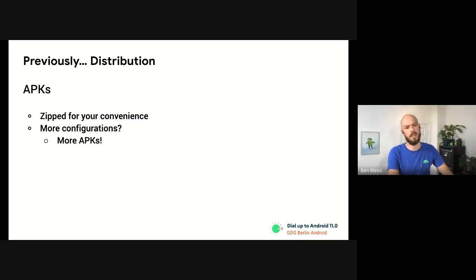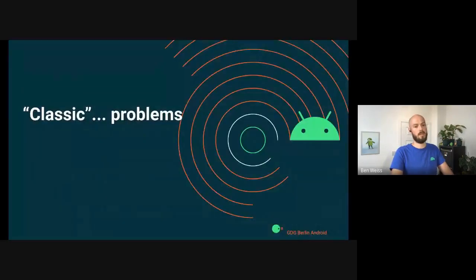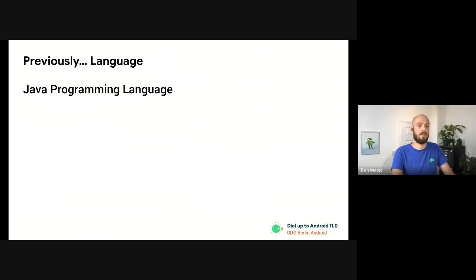Or, on the other hand, you could configure differently with bigger APKs, which leads to its own set of problems. Speaking of problems, classic development has classic problems. So let's take a look at the language. The Java programming language is still a great language, but it's verbose. For tools, we can take a look at Eclipse and ADT again, which we had back then.